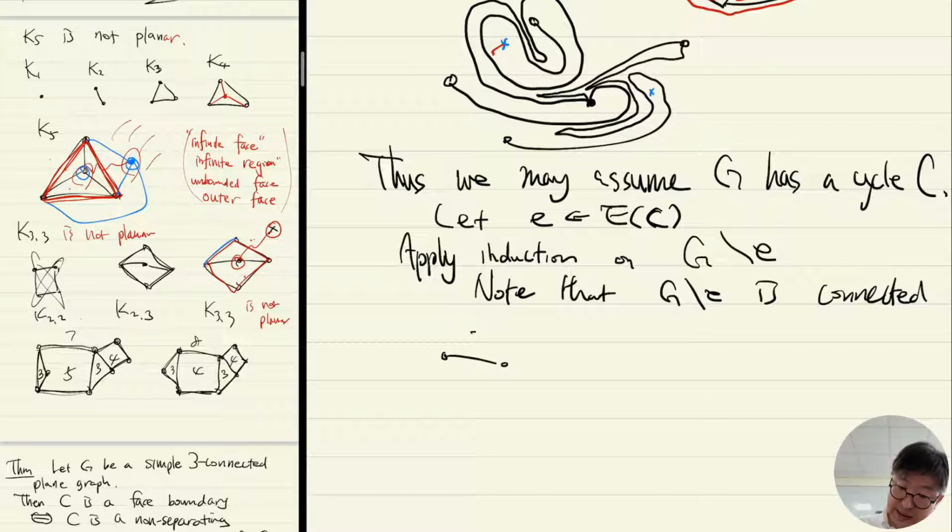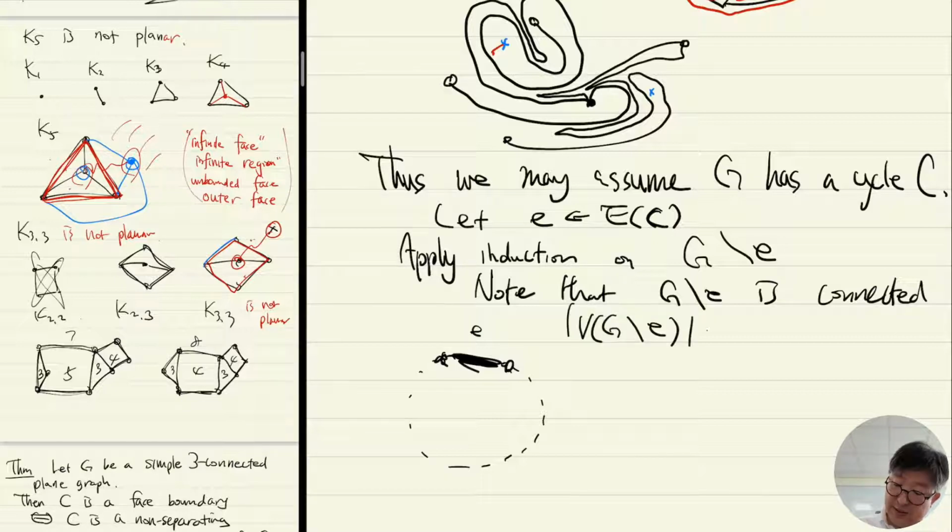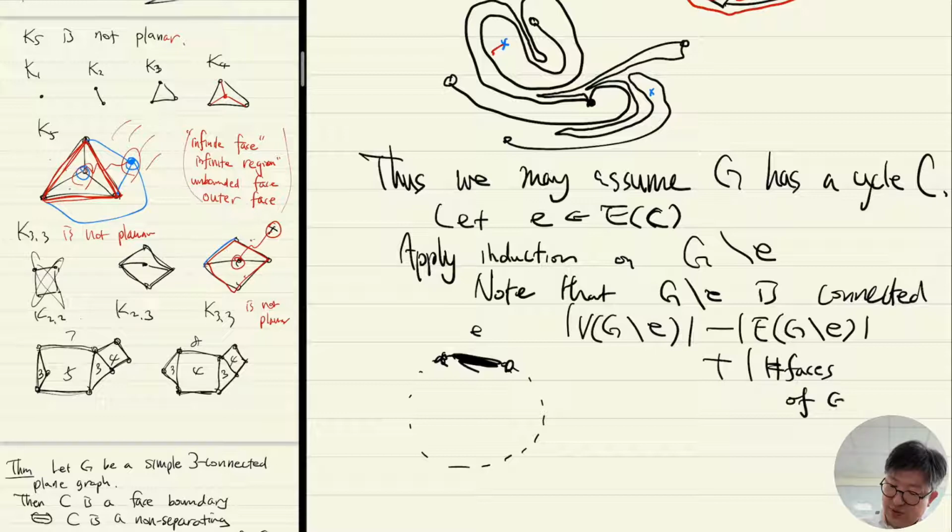Because it was on the cycle. So even if I delete this edge, I still have a path connecting these two ends. Therefore, what we can do is apply induction to G delete E. So the number of vertices of G delete E minus number of edges of G delete E plus number of faces of G delete E is equal to 2.